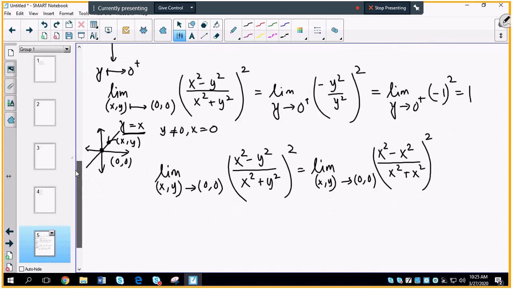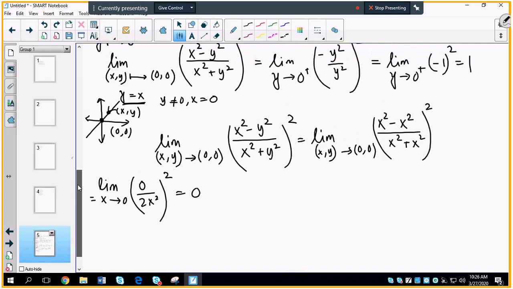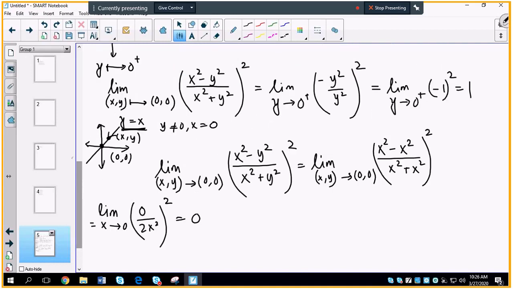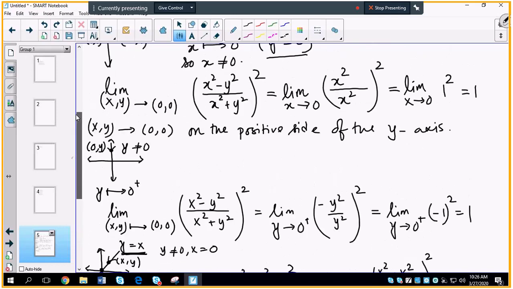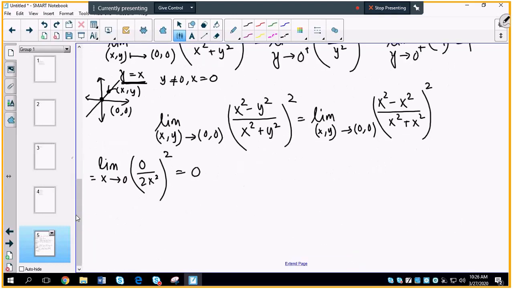And instead of writing both x and y going to 0, 0, I can now rewrite this as the limit as x approaches 0 because I have only one variable here. And see what I get: 0 over 2x squared. Remember, x is not equal to 0, so the bottom is non-zero, whole to the power 2, and this is equal to 0. So problem, why? Because now you are approaching the point 0, 0 along the line y equal to x, and you get the limit 0. Whereas on the x-axis and y-axis, both of them, I got the limit 1. So I have different limits in different directions.